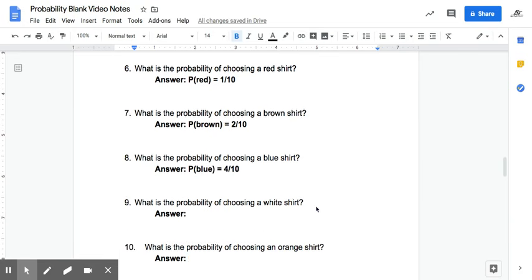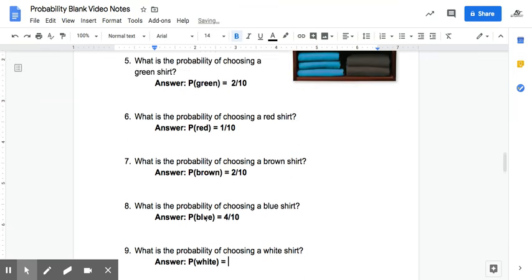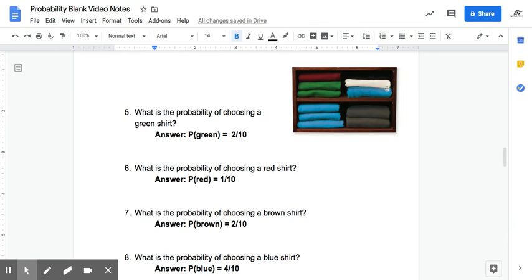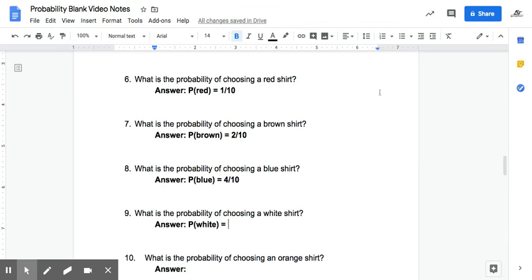Okay, number 9. What is the probability of choosing a white shirt? Let's scroll back up. How many white shirts do we have? We only have 1. So my numerator is 1 and my denominator is 10. So the probability of choosing a white shirt is 1/10.